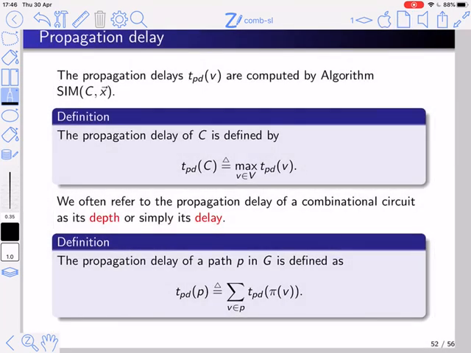We can also attach a propagation delay to every vertex by the simulation algorithm. The propagation delay of the whole circuit is then defined to be the maximum over all the vertices of the propagation delay of V. We often refer to the propagation delay of a combinational circuit as its depth or its delay. Now we can also attach propagation delays to paths. The propagation delay of a path in G is defined as the sum of the propagation delays of the gates along the path.